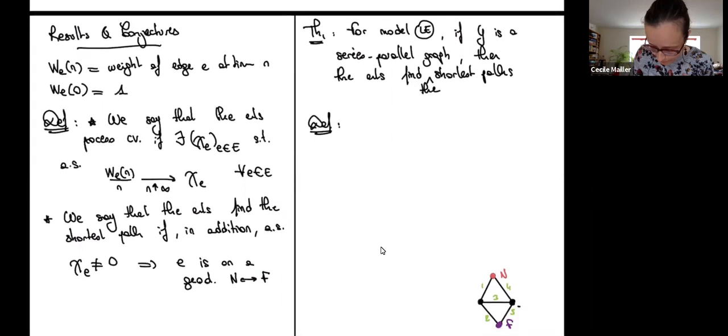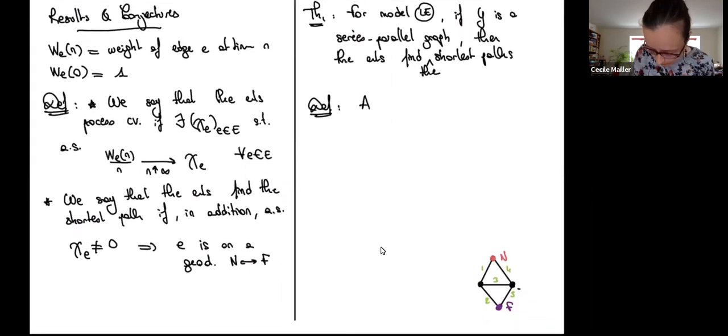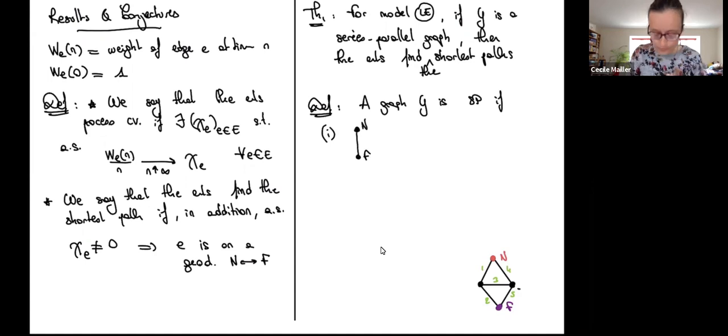So let me give you a recursive definition. A graph G is a series parallel graph if, the base case is the simplest series parallel graph: just two nodes with one edge between them. The top node is the nest, the bottom node is the fluid, and I just have one edge between them. This is G.